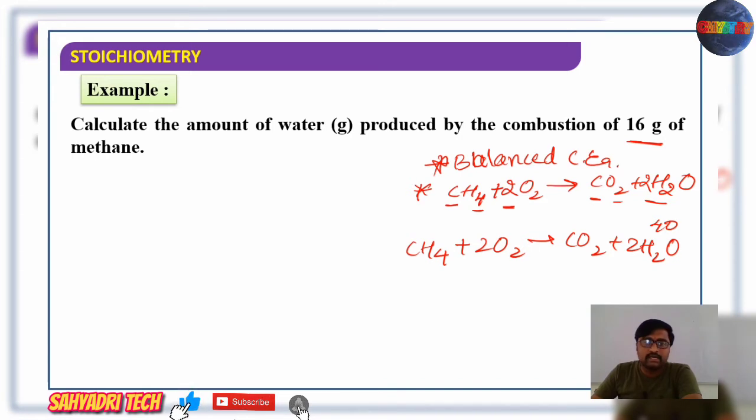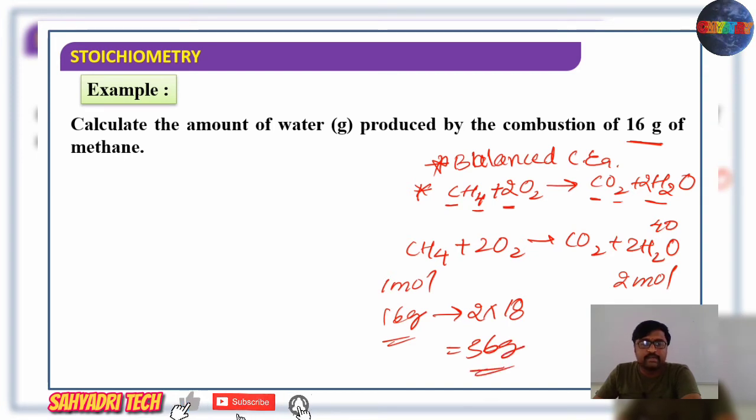Now if you look at the relations here, what is the relation we have to look for? Combustion of methane and production of water. So 1 mole of methane produces 2 moles of water, 1:2. 1 mole of methane means 16 gram, right? Its molecular mass is 16 gram. 16 gram of methane produces 2 moles of water. 1 mole of water means 18, so that is 36 gram. 18 into 2. So we look for the options.